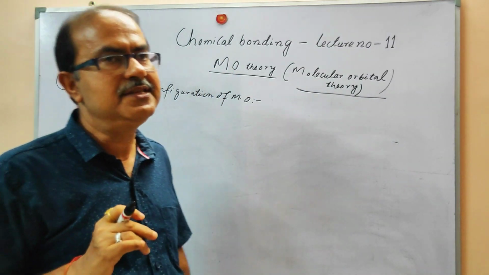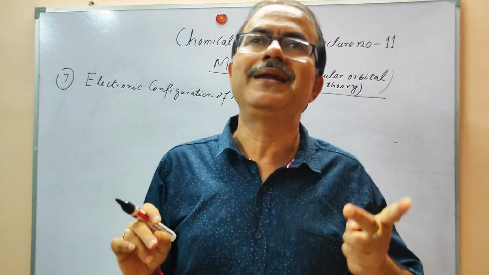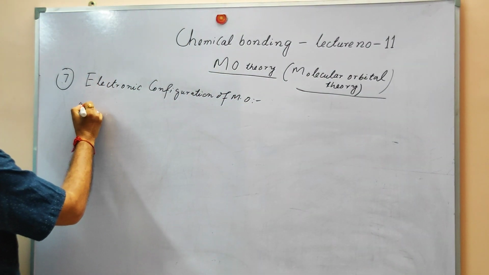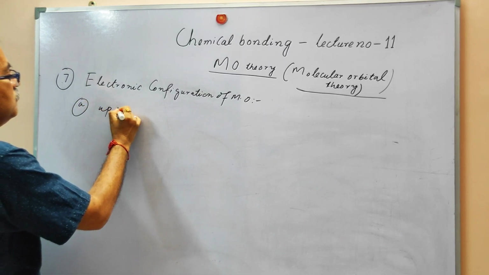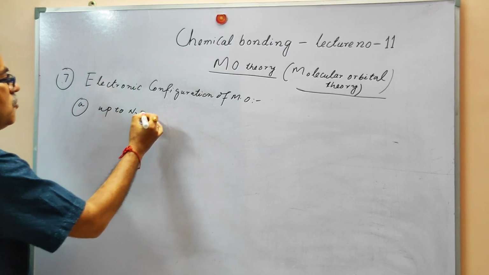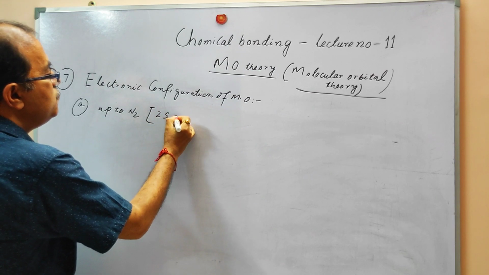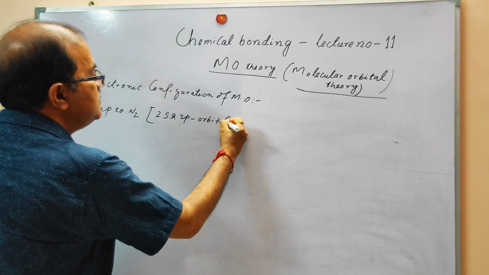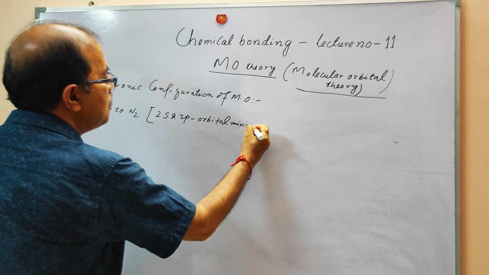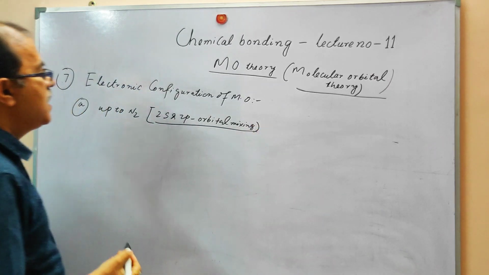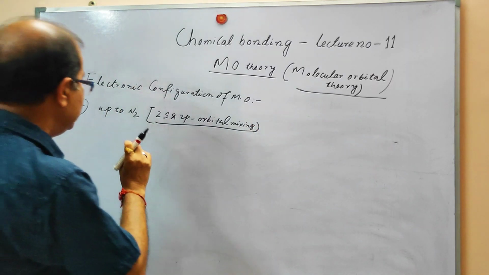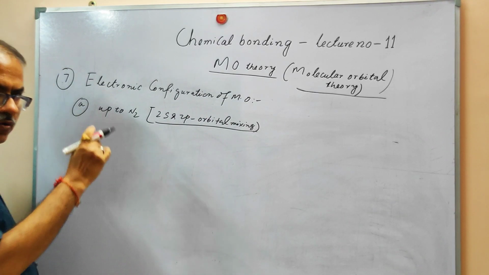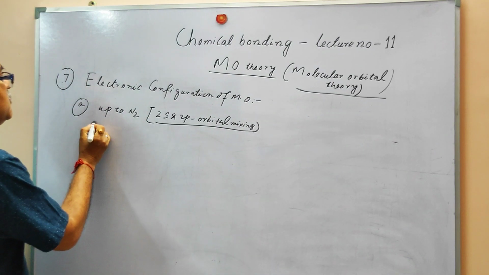Let us understand. There are basically two energy level diagrams of the molecular orbitals. One is up to N2, because here 2s and 2p orbital mixing is observed. 2s and 2p orbital mixing is there, and at that time you will find the order of filling of the molecular orbitals will be this way.